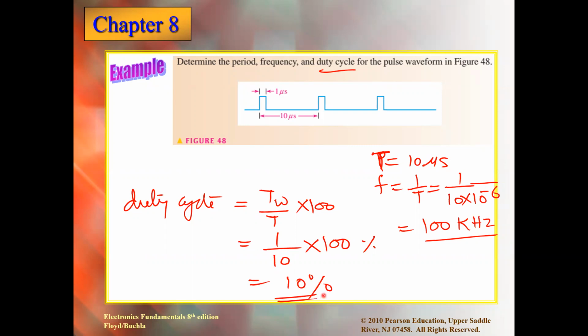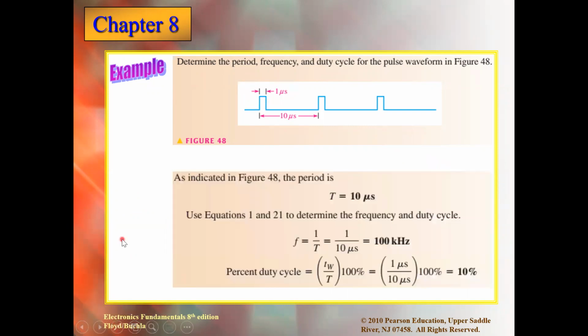It means that out of this 10 microseconds, for 10% of the time it is high, and the rest of the time it is low basically. Okay, so this way you can calculate the duty cycle. This is the way. So this kind of question is possible.